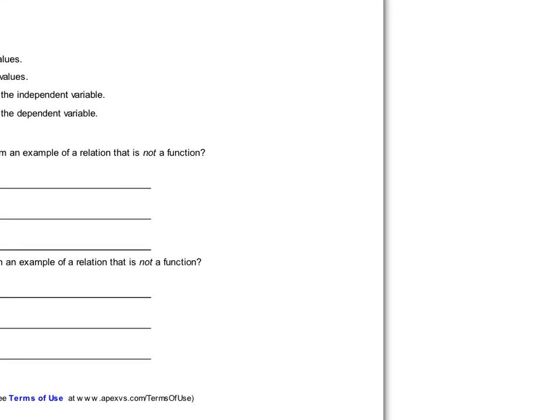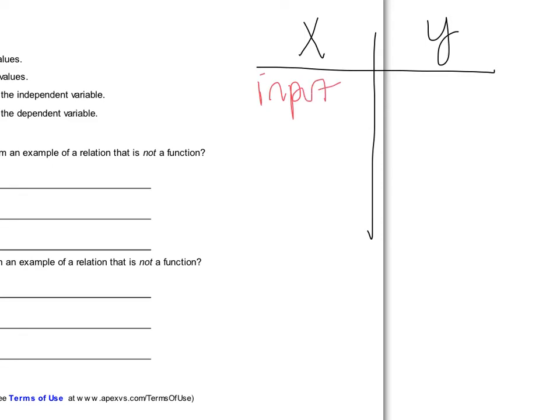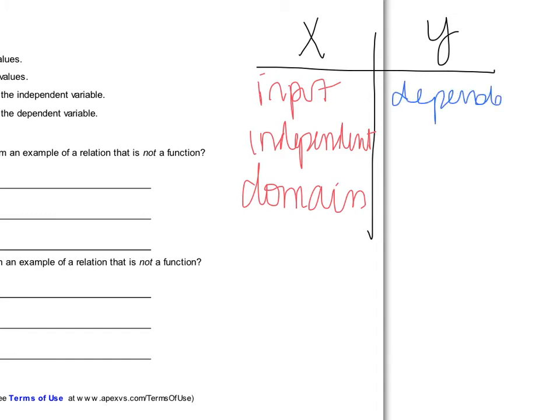So if I were to make a table over here, I'm going to call the left side my X's, the right side my Y's, and underneath each I'm going to list the words that we can use to describe these. So my X's could be considered my inputs. They could be the independents. They could also be the domain. We haven't talked about that one yet, but that should not be a new word to you. Our Y's are our dependents. They are our outputs. And they are our range. And that is always true. It may be a good idea for you to go ahead and write that down.